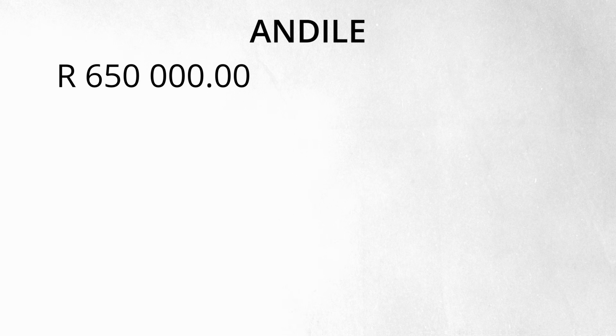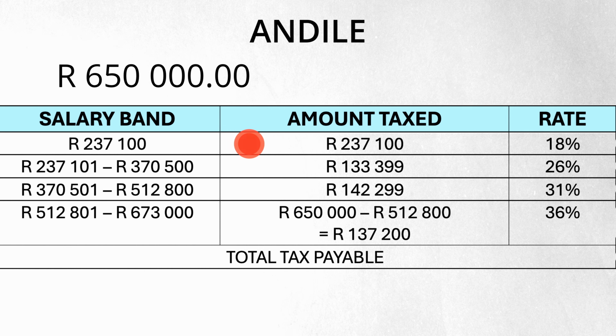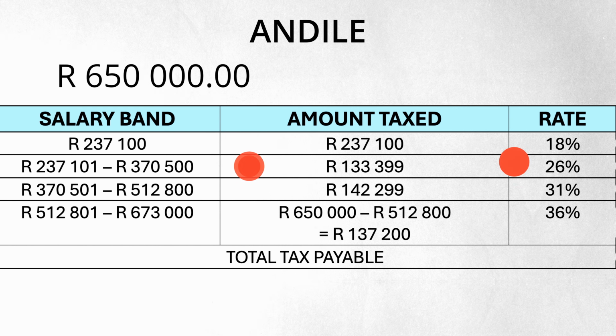For this part, I think it's easier to make use of an example person. In this example, our guy Andile is making 650,000 Rand as his gross salary. This means that according to the tax tables, he will break down his income into the following buckets. The first 237,100 will be taxed at 18%. The next 133,399 will be taxed at 26%. Notice how from stage 1 and 2, we have the first 370,500 as per the tax tables.